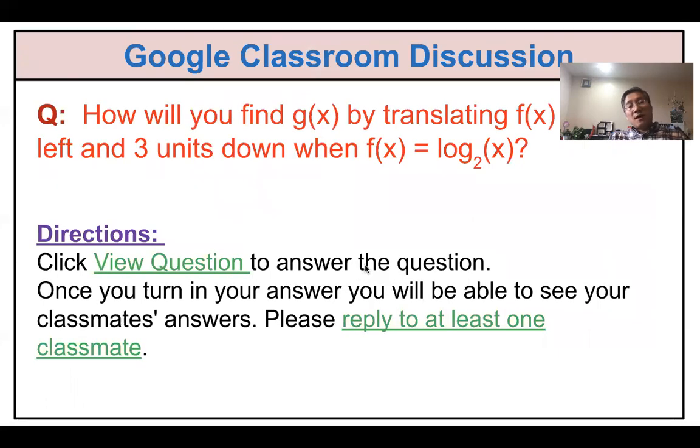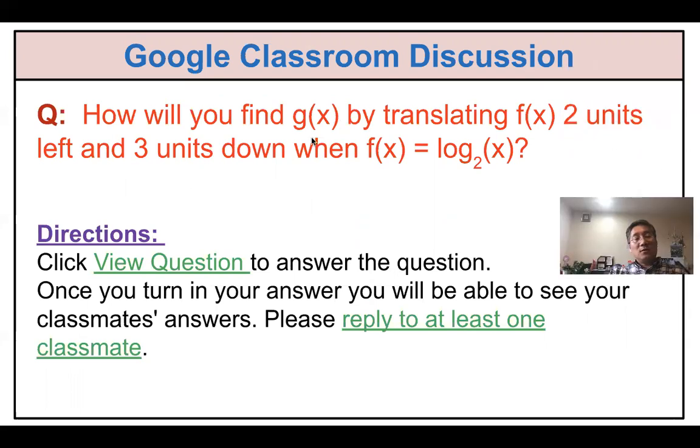Okay. So now, if you go to the Google Classroom, you will be able to see the question for 9.8. Please respond to this Google Classroom discussion. How will you find g of x by translating f of x 2 units to the left and 3 units down, when f of x equals log of 2x? So you know how to find a function by translation. So please go to the Google Classroom and respond to this question.